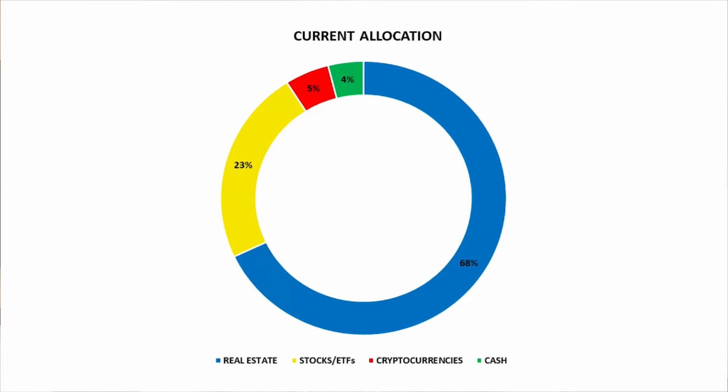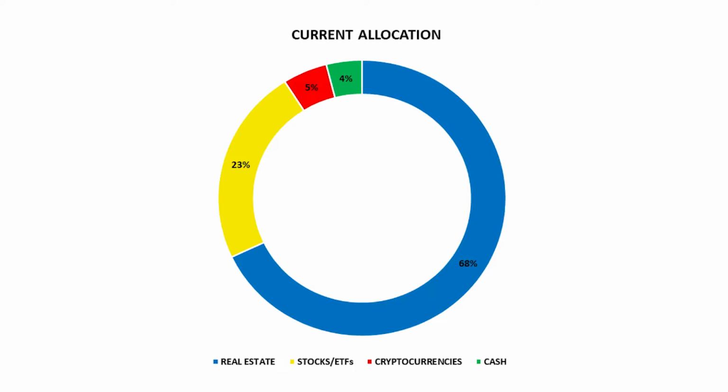As promised in the beginning of the video, I will share with you now how my money is invested right now. 68% of my money is in real estate. Those are residential apartments that I have bought or built over the last 8 years and they are currently rented. 23% of my money is in stocks. I have 2 stock portfolios.